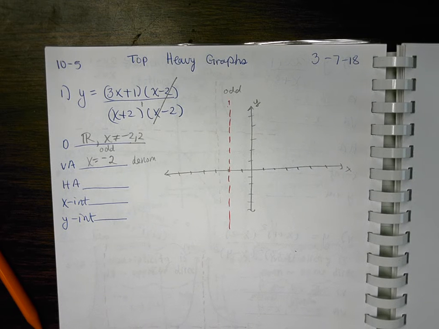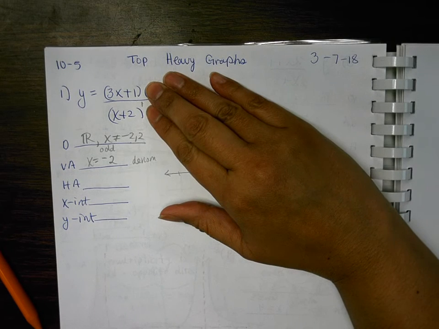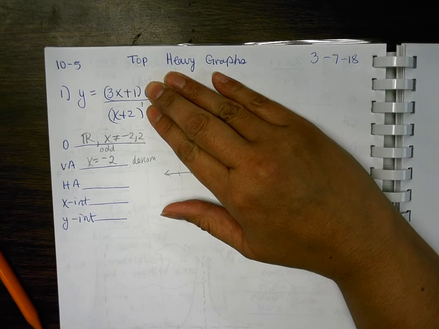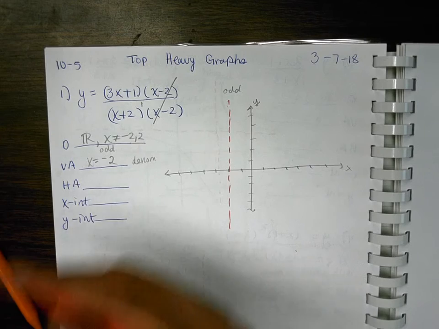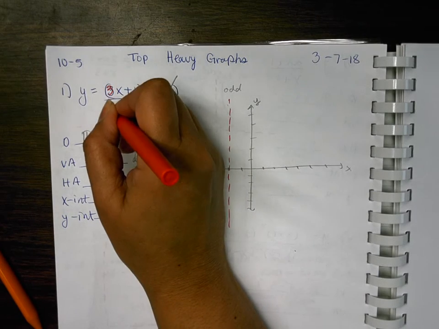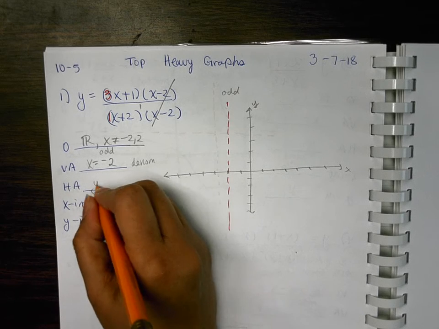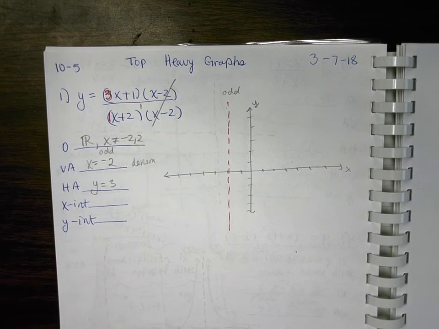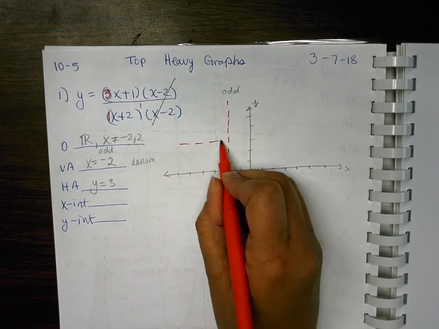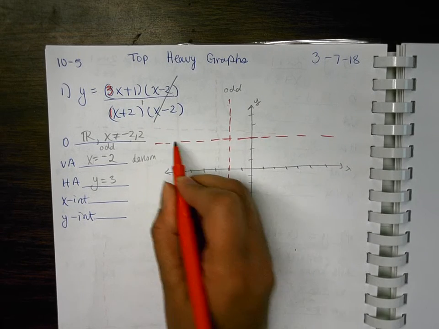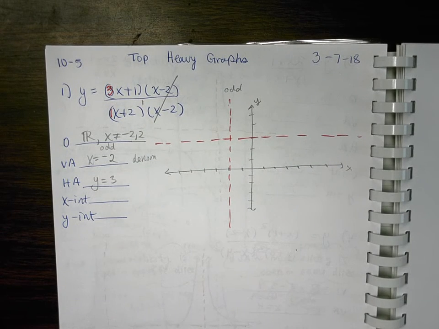Horizontal, I do top heavy, bottom heavy, or the same. It's the same, so I take leading coefficients. What's my leading coefficient at the top? At the bottom? 1. So my horizontal is y equals 3. So I'm going to go up 3. Now, because my horizontal is not y equals 0, do I have to use test values on this one? No. No, I do not.